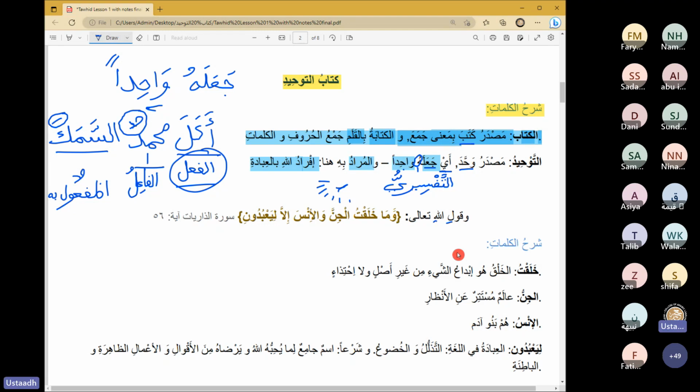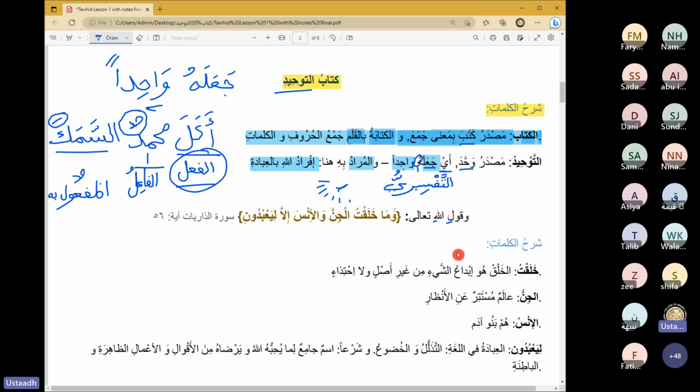Wa qawli Allahi ta'ala. So we are continuing from Kitab al Tawhid. So this is mudaf, mudafun ilay. So again, as the brother said, ma'tuf ala al mudafun ilay. And we are carrying on. Wa qawli Allahi ta'ala. So this is another mudafun ilay from the title.